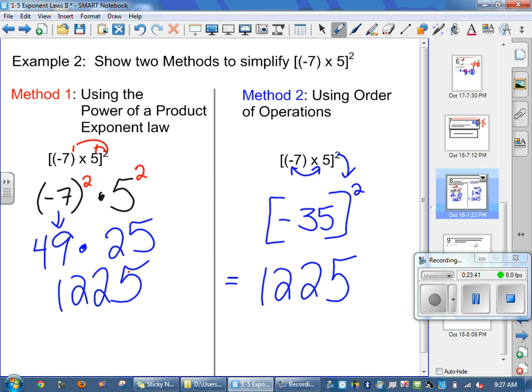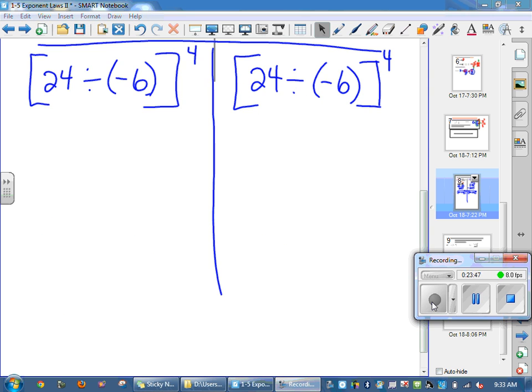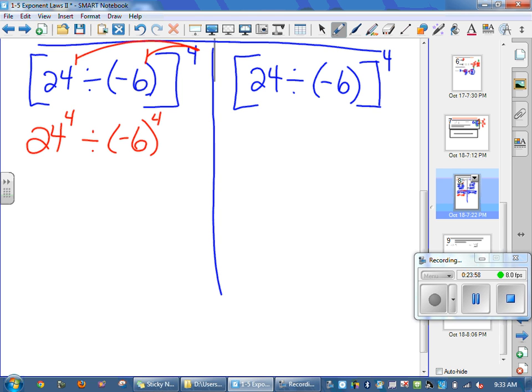Okay, let's take a look and see what you did. If I put a little 1 on those guys, I multiply my 4 in. So I'm going to have 24 exponent 4 divided by negative 6 exponent 4. Yeah, it's a big number, isn't it? So I have 331,776 divided by 1296. Now when I divide those out, what do I get? 256. Good.